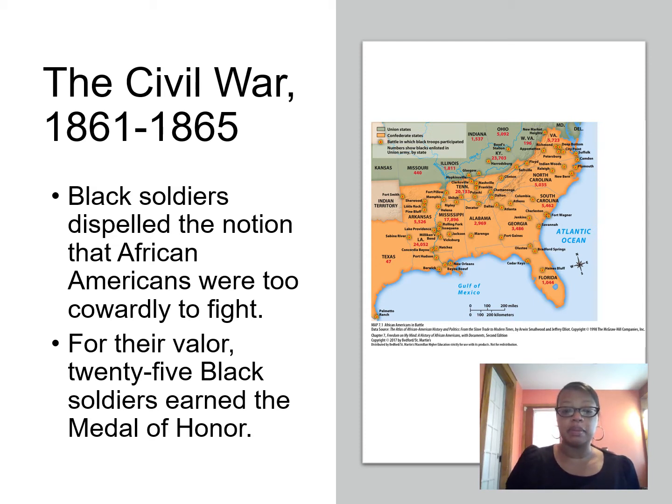And this map depicts the various sites in which African American men fought during the Civil War. And you can see in each of these states in the red, you see various numbers. And these numbers represent the number of black men who enlisted from each state.